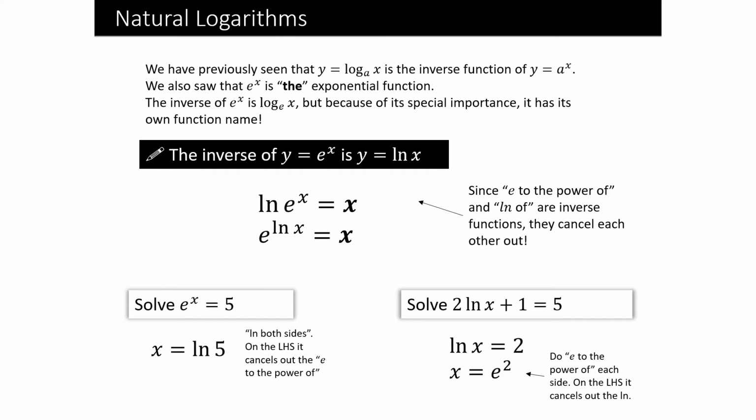And now to get rid of the ln, we simply take e on both sides. So e and ln x will just give you x. And then you have to take e on this side as well, so it'll be e to the power of 2. So x equals e squared.